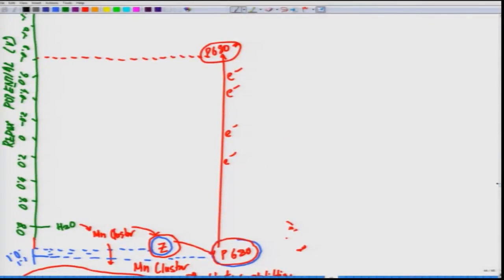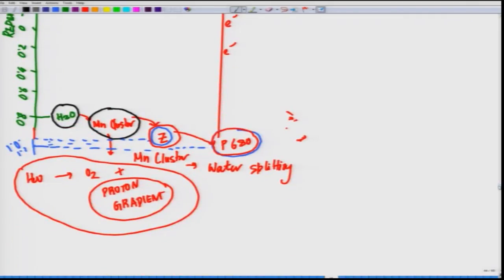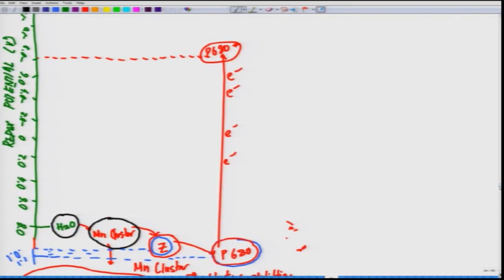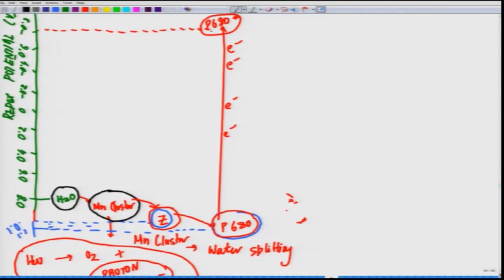out here. The water molecule is entrapped in the manganese cluster, and from the manganese cluster the water gets split and the oxygen is evolved, and that leads to a proton gradient, and the electron is funneled to P680, which is photosystem 2, to bring back that chlorophyll molecule which is devoid of that electron. And the electron which is ejected out now transfers to one of the first acceptors in the field, sitting out here, called pheophytin, pH.